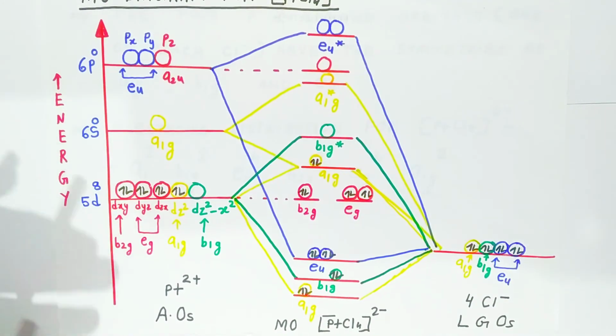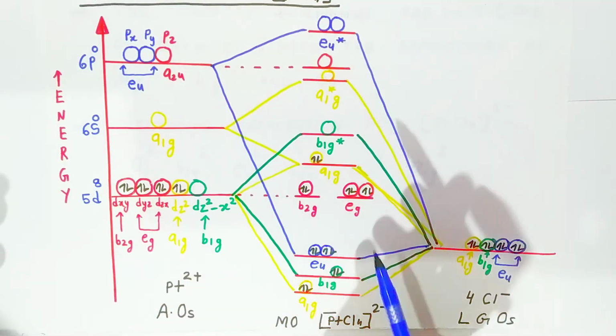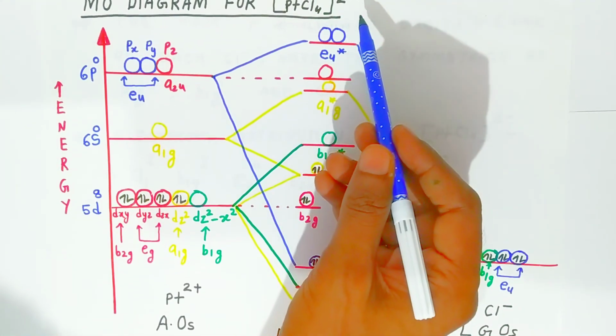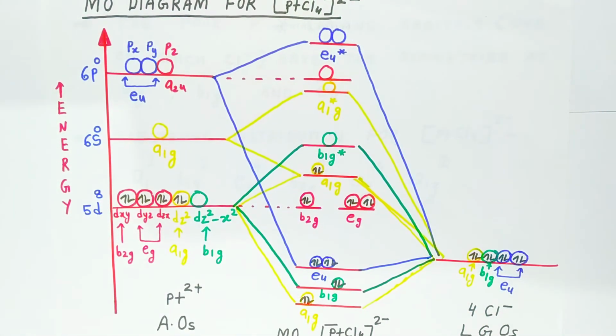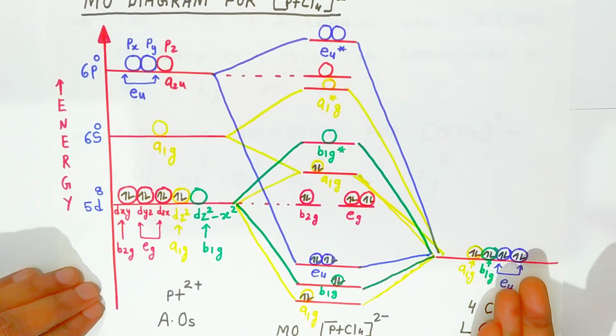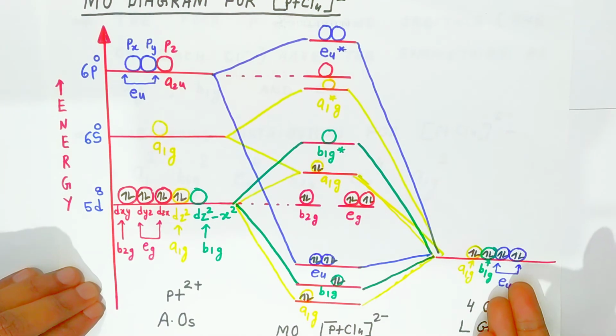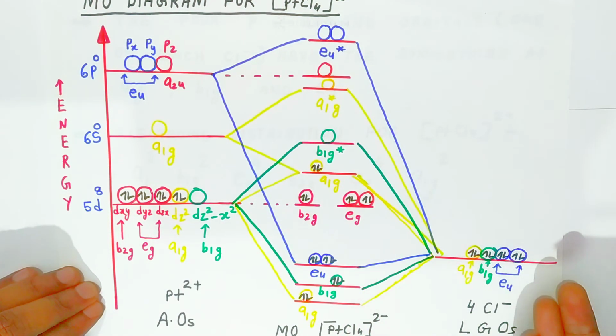Okay students, so this way, this is the molecular orbital diagram of the tetrachloroplatinate 2- complex. After that, because all the electrons are contributed by the ligand group orbitals, that is why it is ionic in nature, because we call it ligand in character.